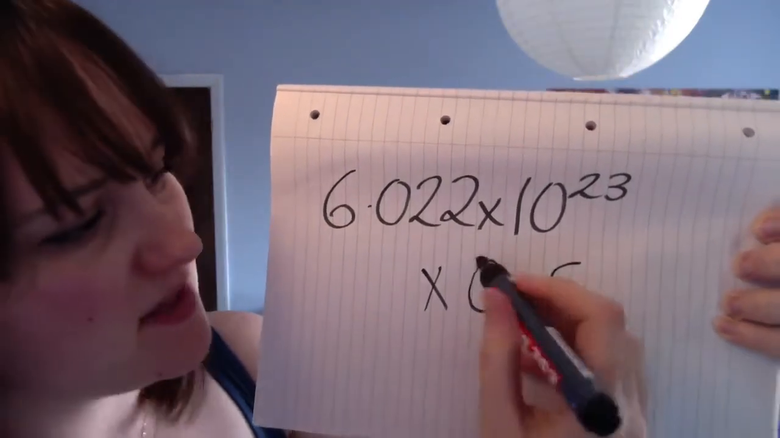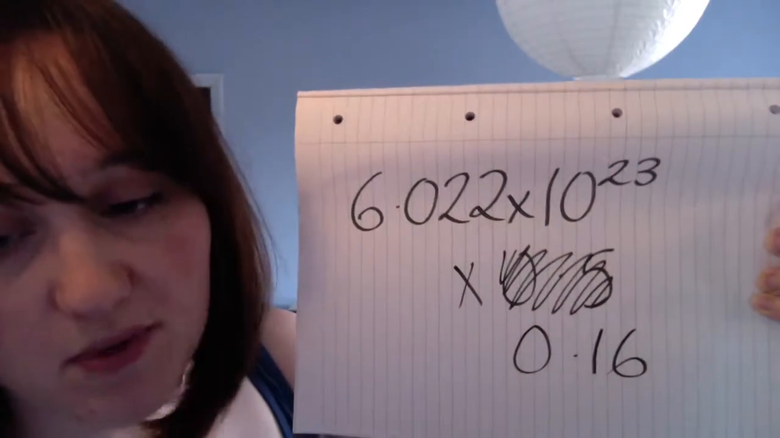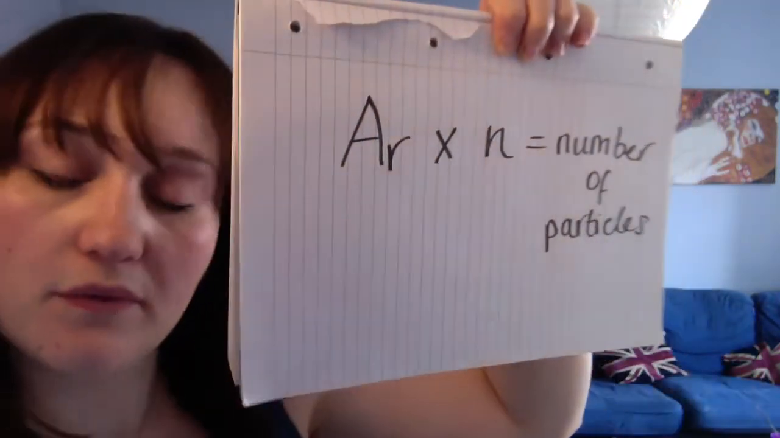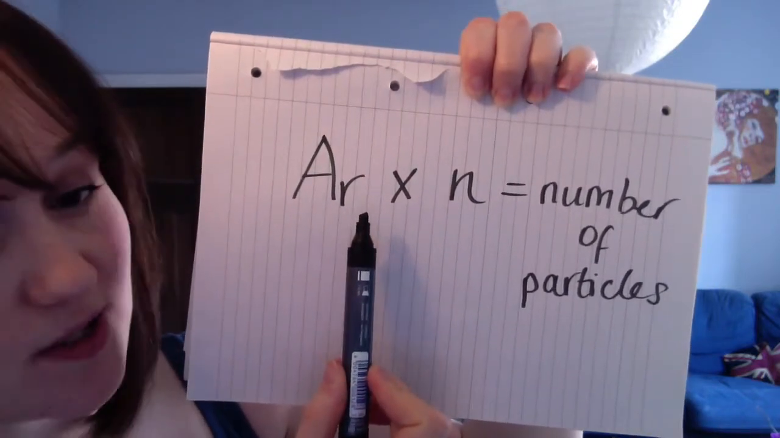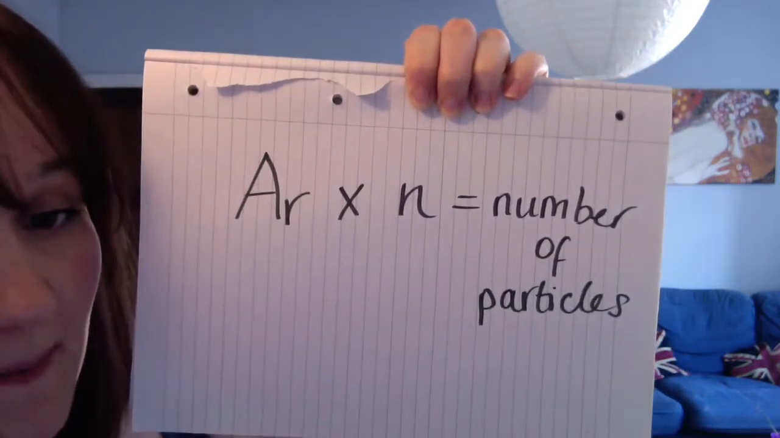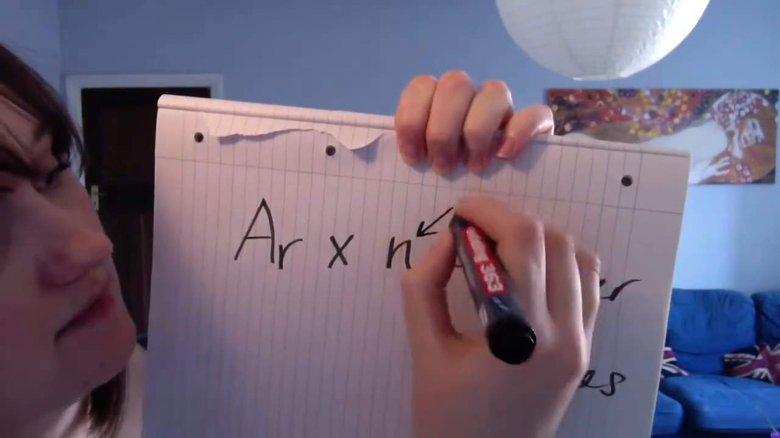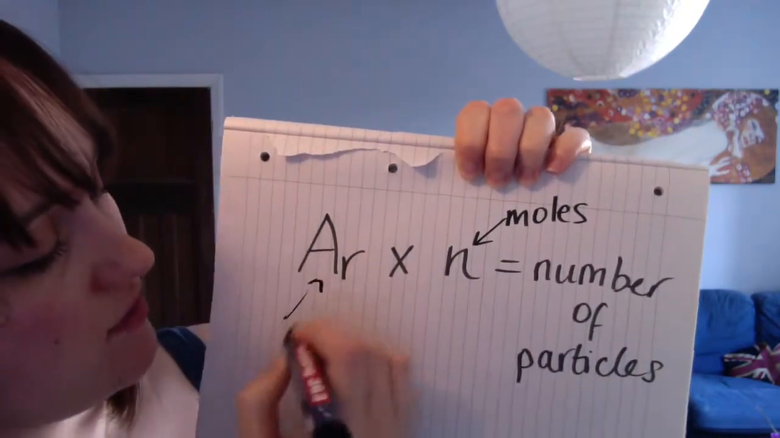If you had a really bizarre, weird number of moles, that's fine. You can just times it by that, 0.16. I wouldn't be able to do that in my head, but putting it in a calculator, I'd be able to do it really well. So to give you an idea of an easy equation for you to remember, it's this. So A_R is that number, the 6.02 times 10 to the 23. The reason why we call it A_R is it's actually called Avogadro's number, hence the big A. Then we've got N. This is the number of moles here. And that will give you the number of particles that you've got.